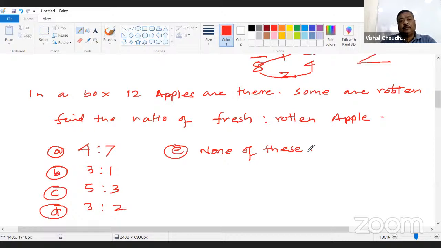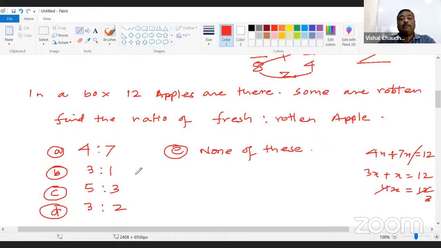Let's say I have 12 apples. Some of them are rotten. So we have to find out the ratio of fresh to rotten apples. Okay, now understand. If I take 4x and 7x, will the sum be equal to 12? No. But if I take 3x plus x, will the sum be equal to 12? Yes, 4x is equal to 12, x is equal to 3.